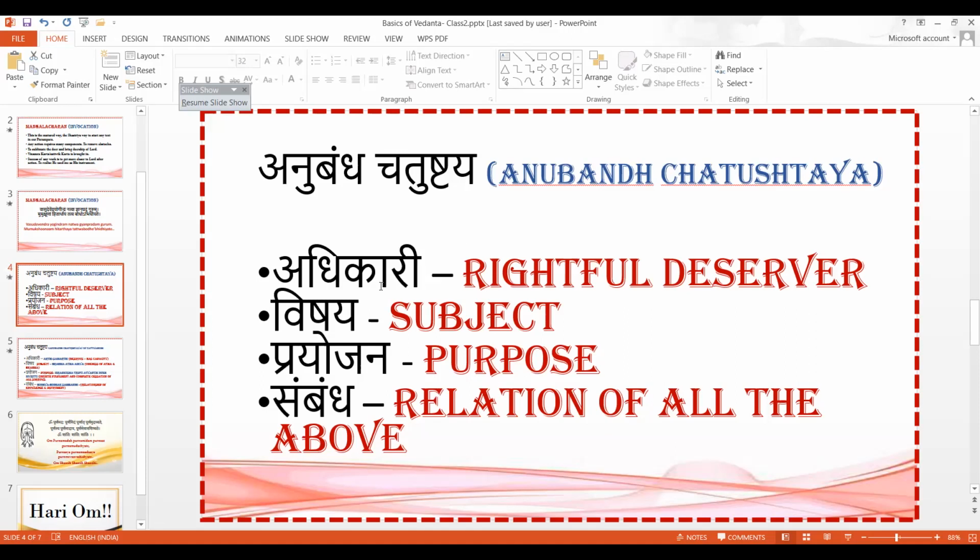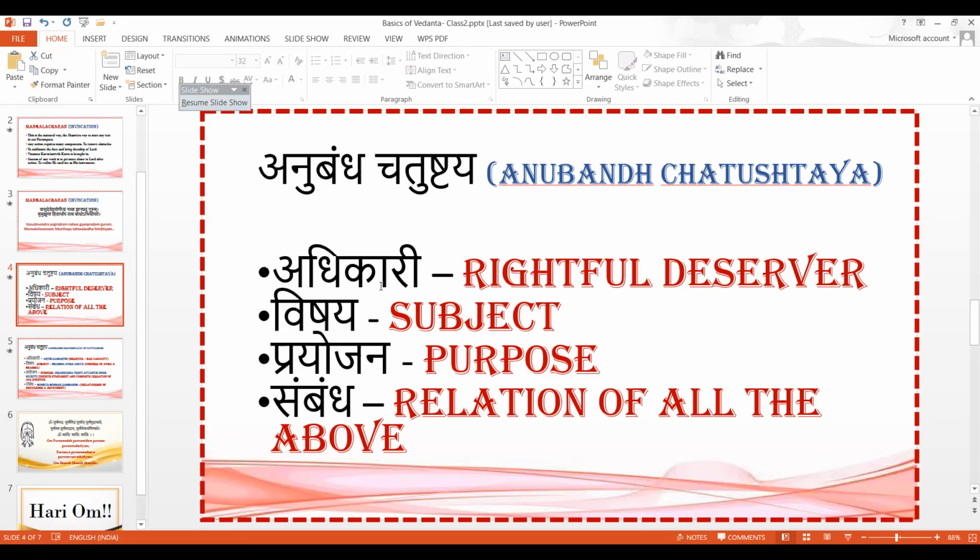I have coined this word. I don't know how much the grammar or the English is right. But whoever is the rightful deserver, he deserves to do that action. He deserves to get the fruit of that action. He is called the right Adhikari. Second is Vishaya. Vishaya means the subject of that task. Then the Prayojan. What is the purpose behind that task? And the Sambandh. What are the relations amongst Adhikari, Vishaya, and Prayojan? This is the Sambandha, the relation between all the above 3.